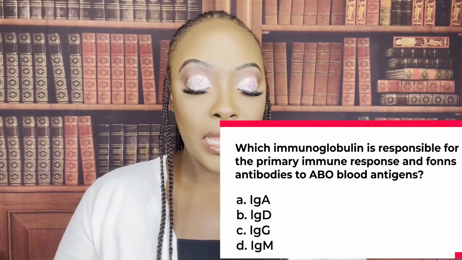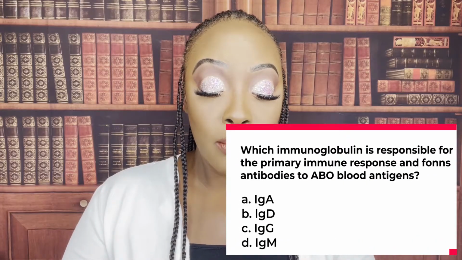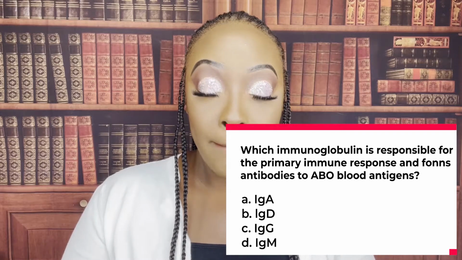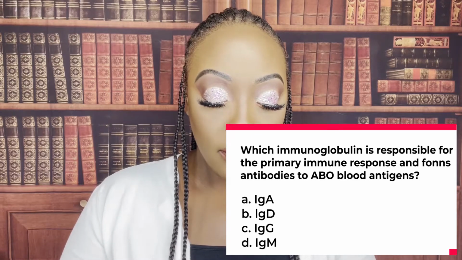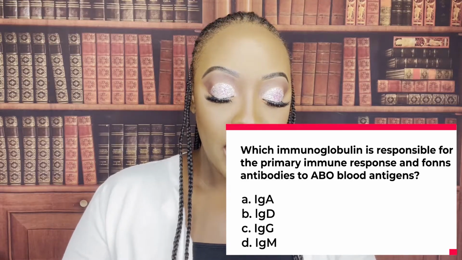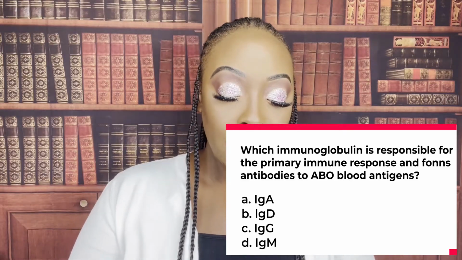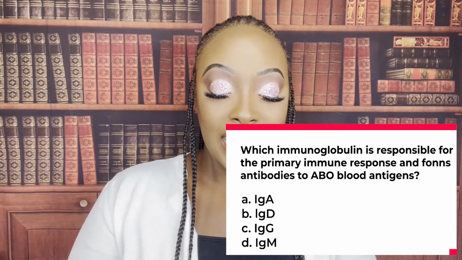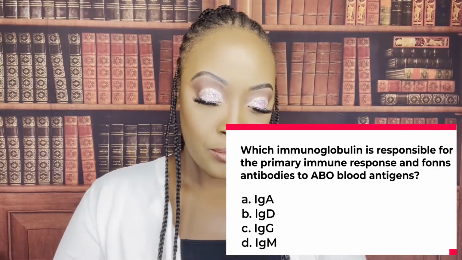Which immunoglobulin is responsible for the primary immune response and forms antibodies to ABO blood antigens? One, A, immunoglobulin A, B, immunoglobulin D, C, immunoglobulin G, or D, immunoglobulin M. What do you guys think?